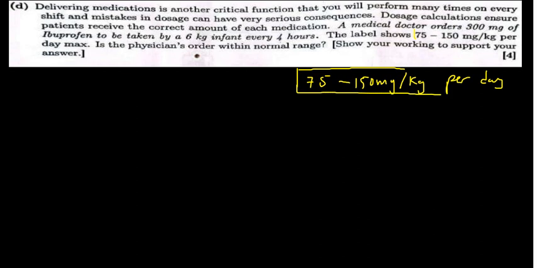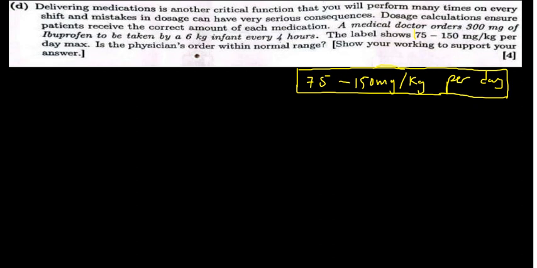So remember, the normal dosage we have been given is 75 to 150 milligrams per kg per day. So the dosage that you have been given, we also need to convert it to be in milligrams per kg per day, and then we are going to determine if the dosage is within the normal range or not, because that is how we've been given the prescription. So let's start.